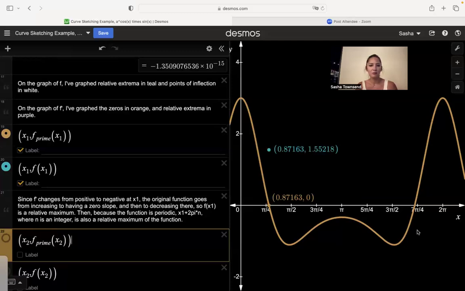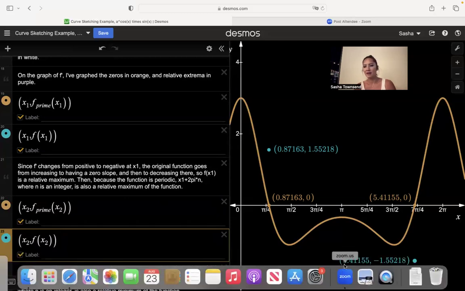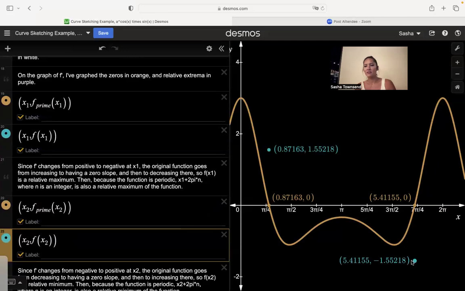And then at x2, that's that 2 pi minus the arc cosine of u1. We're over here. Now the first derivative goes from negative to 0 to positive. So the original function is going to go from decreasing to having a 0 slope to increasing. And if we evaluate the function there, we get that y value on the function. So this should be a relative min because it's going to go from decreasing to having a 0 slope to increasing at that location.